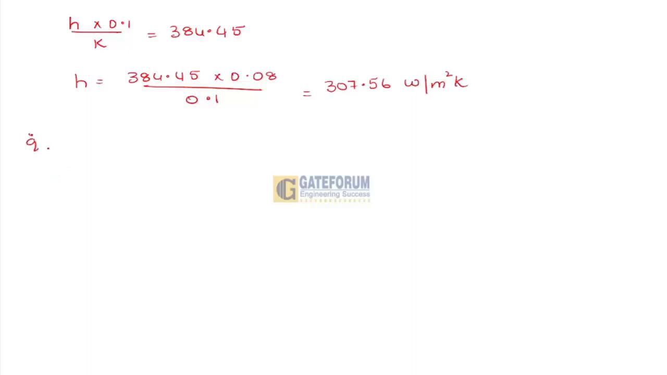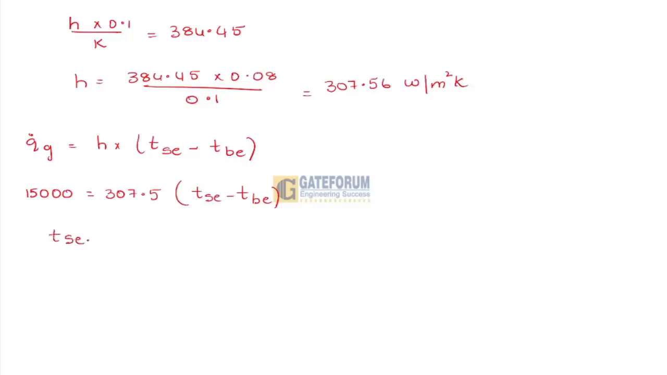Heat flux q double dot is h into TSE minus TBE, where TBE is the bulk exit temperature of the fluid, right? So 1500 is equal to 307.56 into TSE minus TBE. From here, on calculation, TSE minus TBE will be equal to 48.77. Let it be equation 1. Now, by conservation of energy, the rate of heat dissipated is equal to the heat gained by the fluid, right?